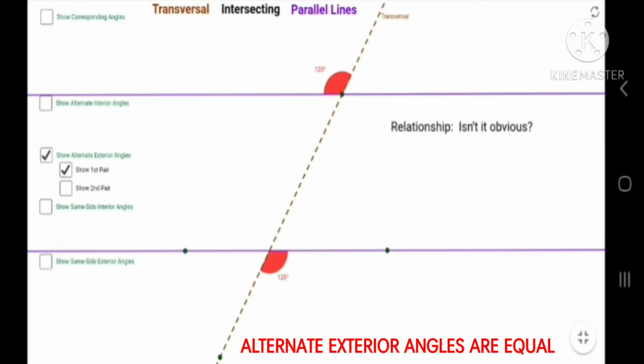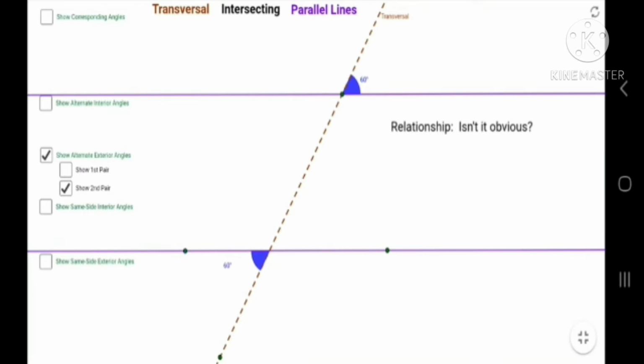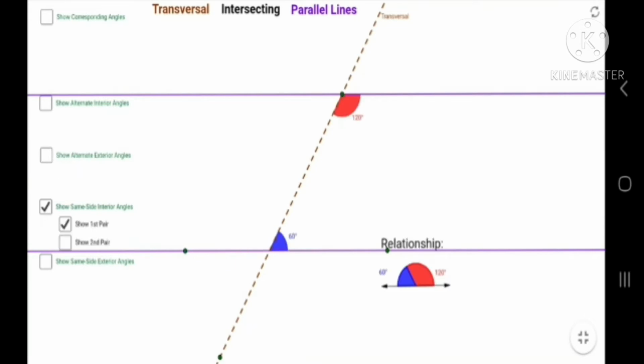As you can see here, the first pair is 120° each and the second pair 60° each. The next one, same side of the interior. Now, whenever we are taking angles on the same side of the transversal, see the relationship here. One is 60°, one is 120°. That means when we add them, it comes to 180°. You can see the relationship there.